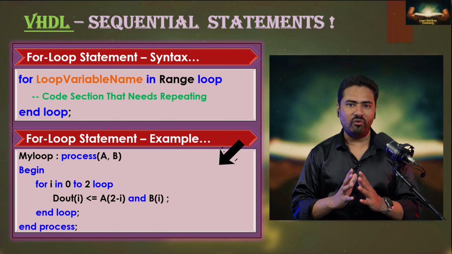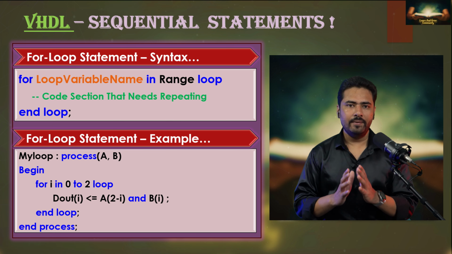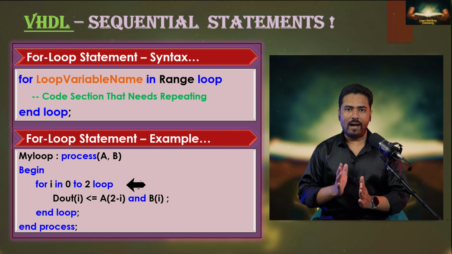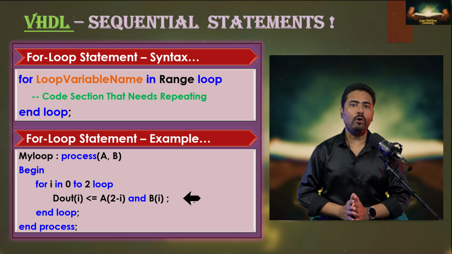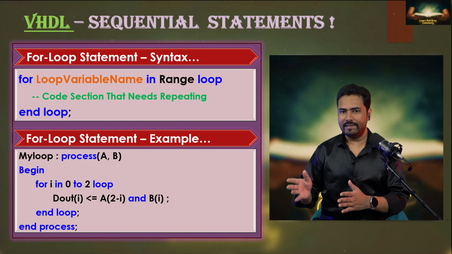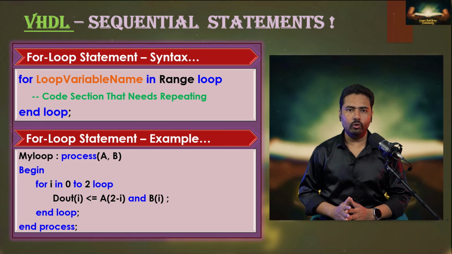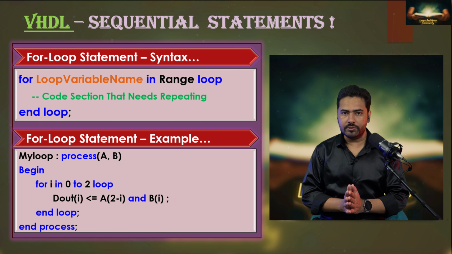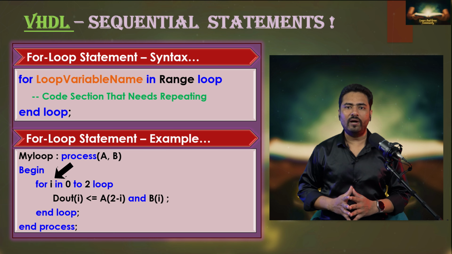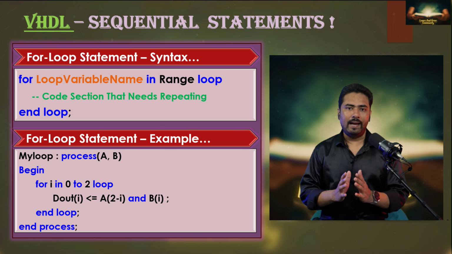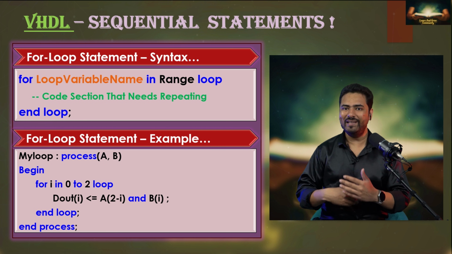Here is a quick example of a for loop in VHDL. So it is: my_loop: process (a, b) begin for I in 0 to 2 loop d_out(I) <= a(2 - I) and b(I); end loop; end process. Here I is our loop variable, which has the range from 0 to 2, meaning a total of 3 cycles of repetition. For the first iteration, the value of I would be 0. Then for the second iteration, the value of I would be 1. And for the last cycle, the value of I would be 2.